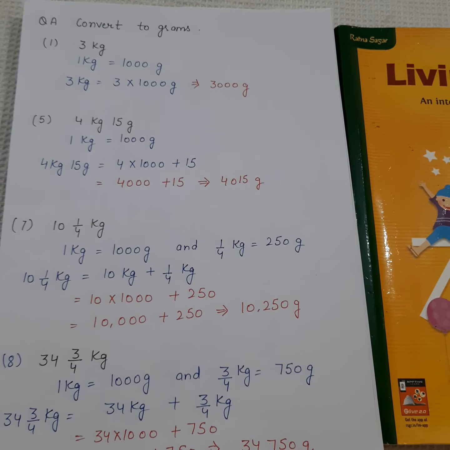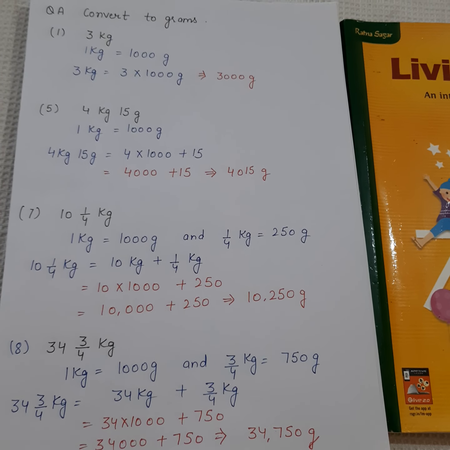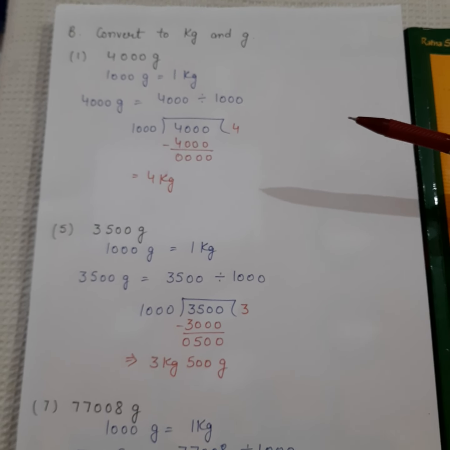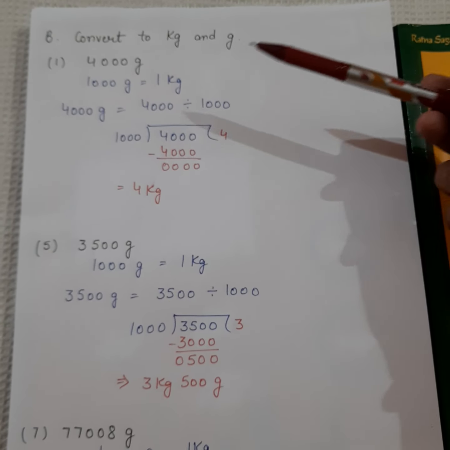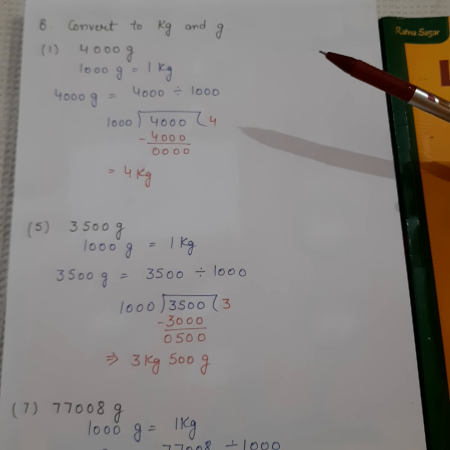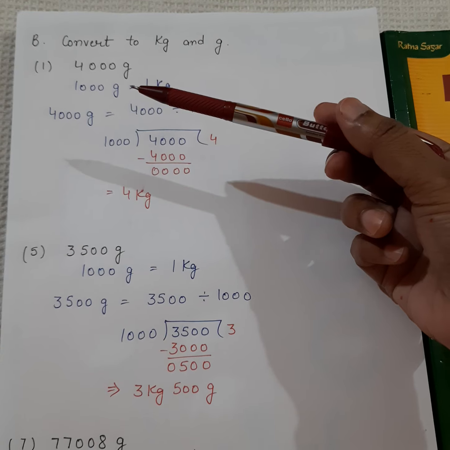34,750 gram. Like this we can solve the exercise, right? After exercise question number A, now we are doing question number B. So this is convert to kg and gram. Now from smaller to bigger we are converting. So what we have to do? Divide. So in 4000 gram is there.